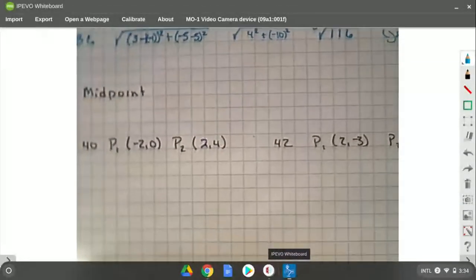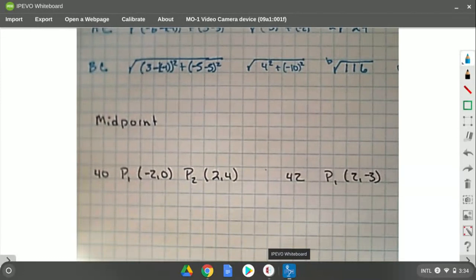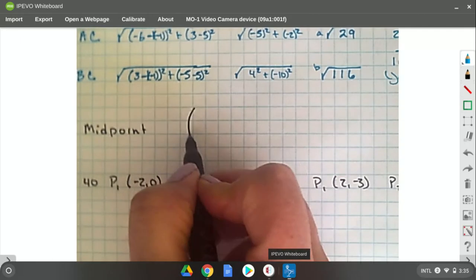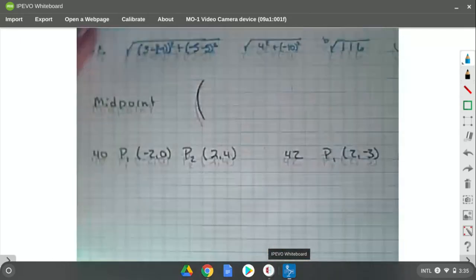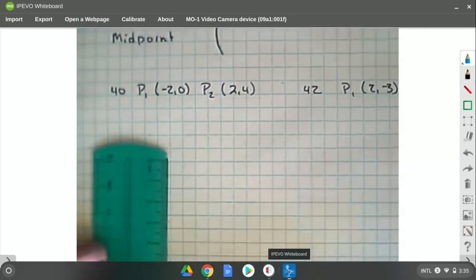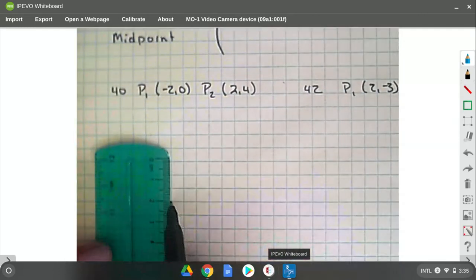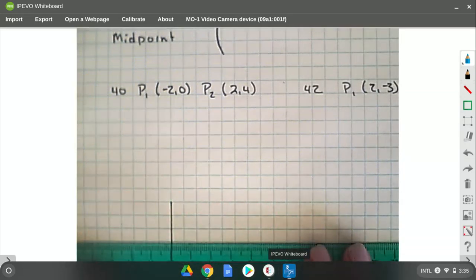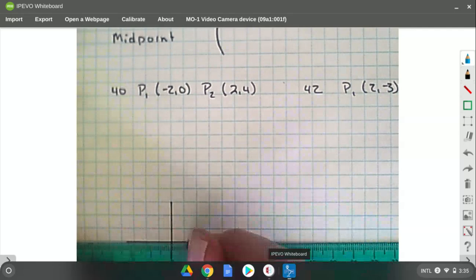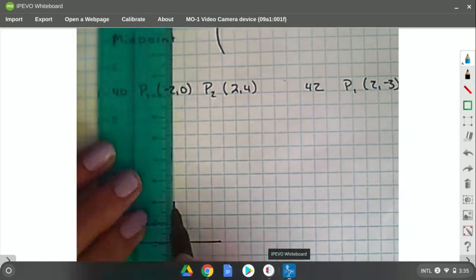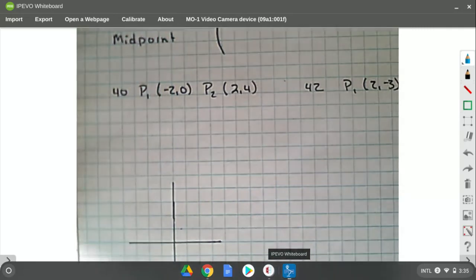Okay? All right. Midpoint. Midpoint, just what it says. It's the point that's in the middle. So I have a formula, but before I do the formula, let's look at these 2 points right here. And I'm going to draw a quick little graph.